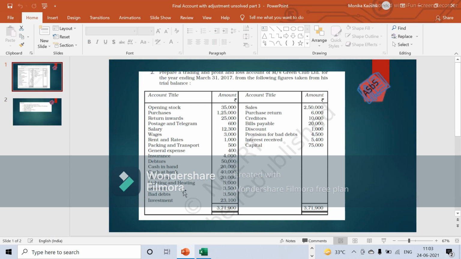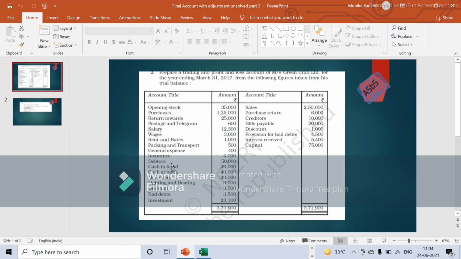Now we'll have to find out whether the drawings are given over here. The drawings are not given. If drawings would have been given, then we would have to deduct them, right? But no drawings are given, so these are all the adjustments, all the entries, right? So now let's find out the other items of the balance sheet. Opening stock, purchase, return inwards, postage, salary, wages, packaging, insurance, debtors.